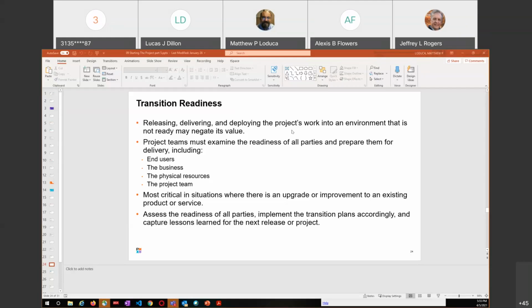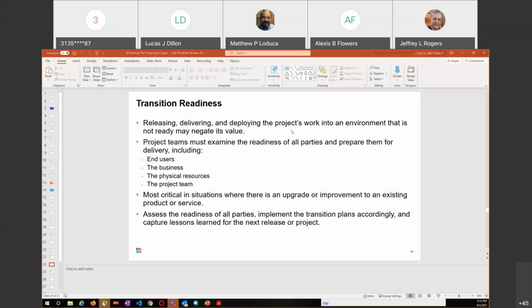Most critical in situations where there's an upgrade or improvement to an existing product or service. So again, we're upgrading, everybody needs to be ready to go, because if you have a product that's down for this upgrade or this improvement, then maybe you're actually halting business that was in progress.